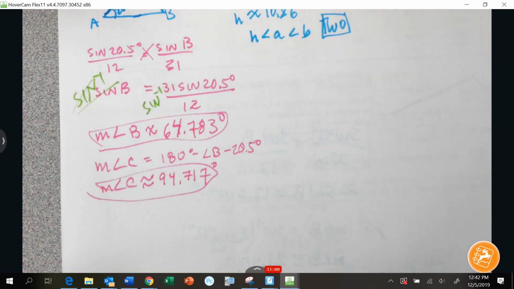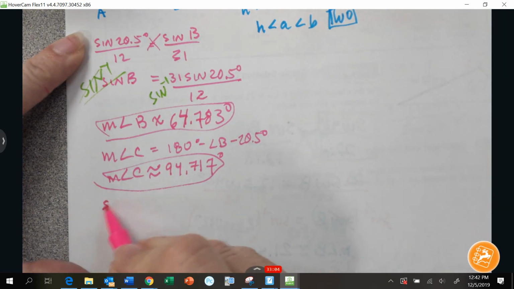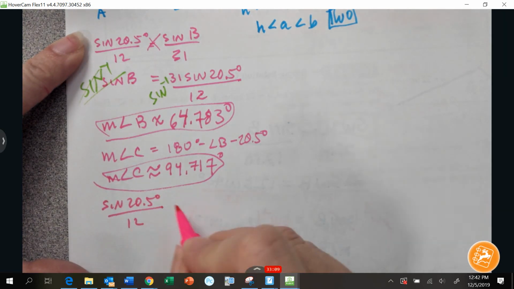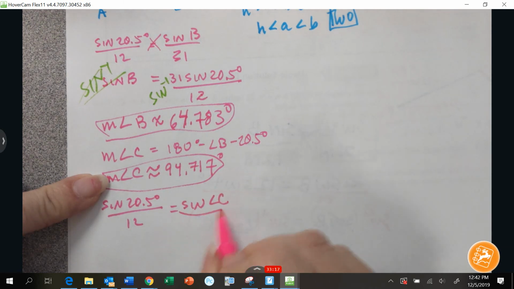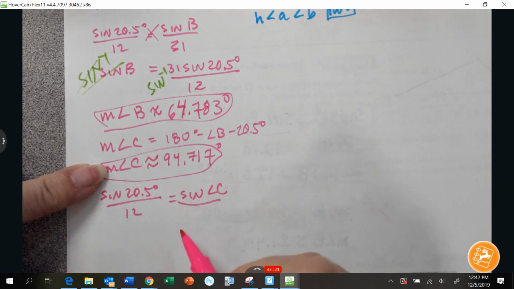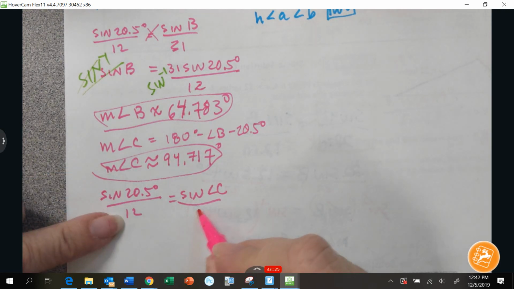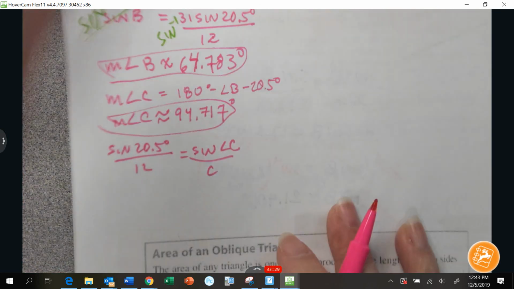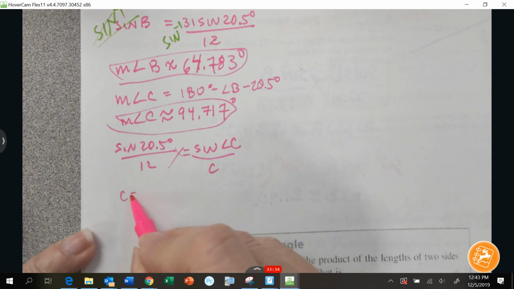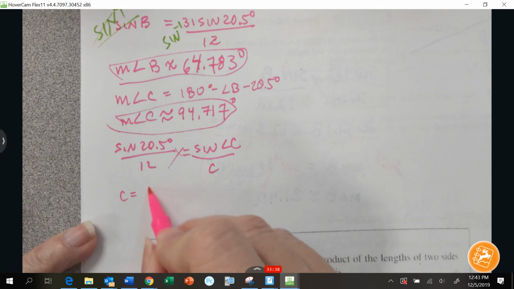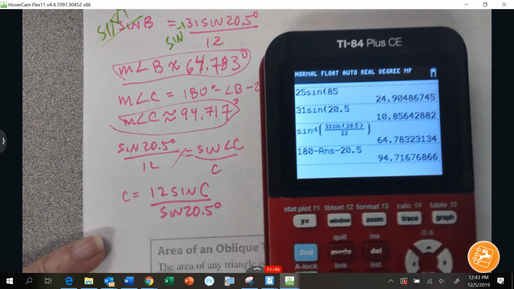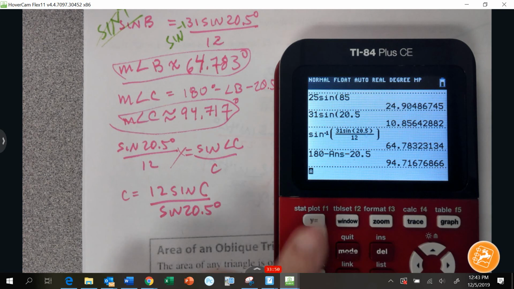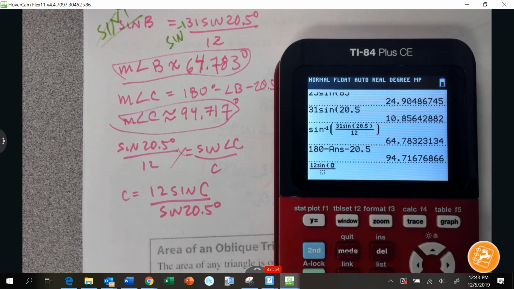So for side C, I'm going to again use the A. Sine 20.5 over 12. I'm going to use angle C, which I just found. Sine angle C. I'm going to use the calculator version of it, not a rounded version. So sine C over, we don't know C. But we do know angle C. It's on my calculator. So I'll cross multiply that, and I'm going to get C equals 12 sine whatever my angle C is on my calculator divided by sine 20.5. So 12 sine answer divided by sine 20.5.